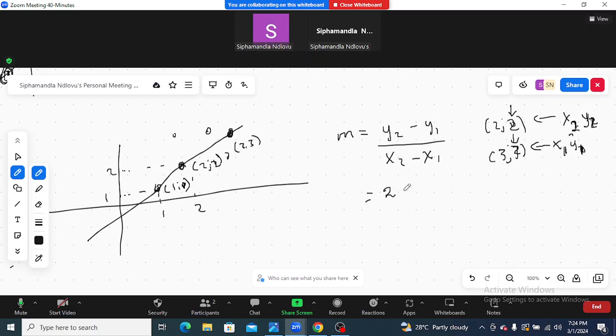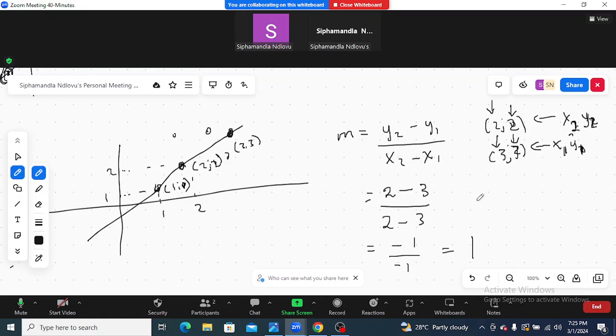So you have 2 minus, right, 3, since this is my y1, okay, over, and then I go back and take my x2 here, right? So over 2 minus, and I come here and take my x1, minus 3, right? So I will have minus 1 over minus 1, where I will have 1 as a gradient, all right?